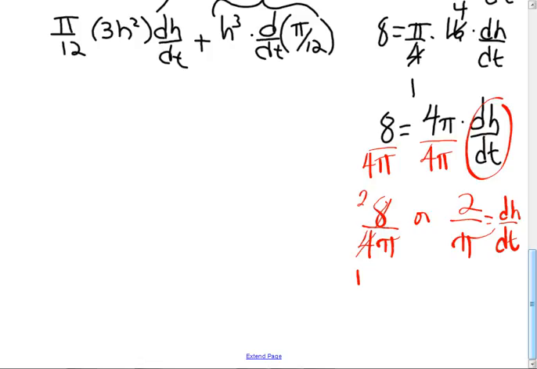This is the rate at which the height is changing. It's positive, which means the height's increasing. If the height were decreasing, you would make it negative. It would come out negative because the radius would be negative. So yes, there are signs to our derivatives here.